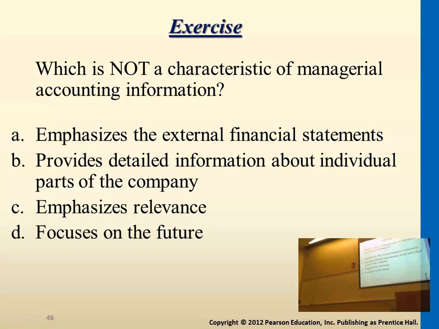A. Why? External. Right. It's a key term over here. External information is for people who do not work in the business, outsiders, investors, creditors. We're learning how to provide information as management accountant to management level internal users. Okay. So detailed information about individual part of the company, that's managerial accounting report. Emphasize relevance. Of course, information has to be relevant to the actual production site. On the future because we need to do budgeting. Okay.